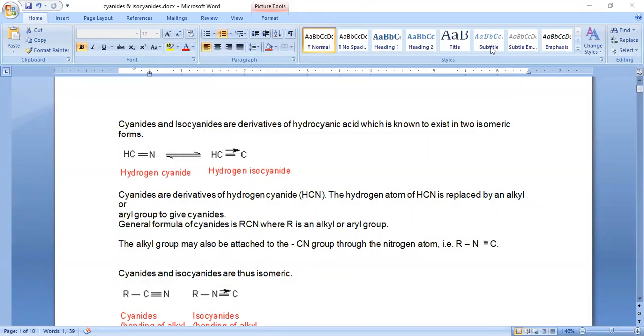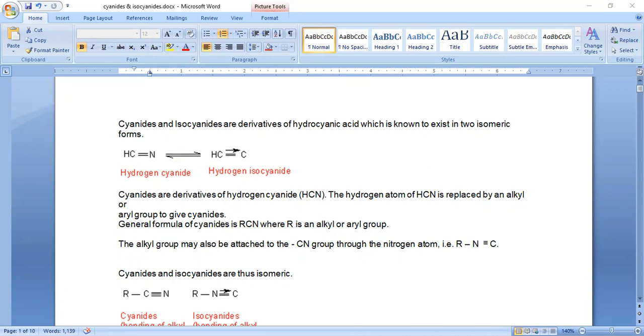Good morning, everyone. So the next topic is cyanides and isocyanates. We have already studied cyanides and isocyanates in previous classes, that is, in second year, intermediate second year. So what is the general formula of cyanides?